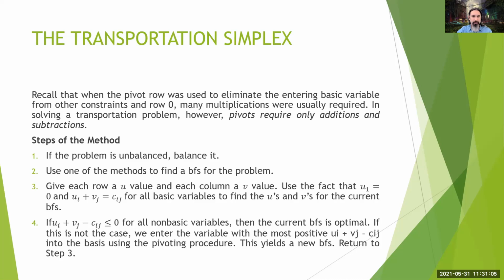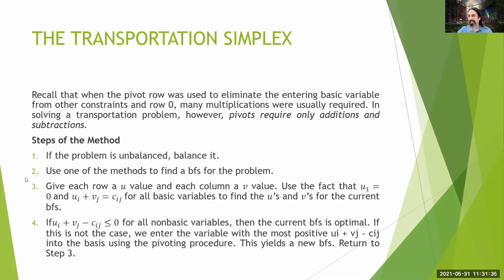So for example, first of all, of course, we know that we have to balance the models. So we have a problem if it's unbalanced, if it has more supply or more demand than the other one, then we have to make sure that they are both equal to each other. Supply and demand should be equal to each other. So we first balance it, and then we find a starting solution, a basic feasible solution, using one of the methods we have seen so far, like the Vogel's method or the minimum cost or the northwest corner, or anything you can come up with, really.